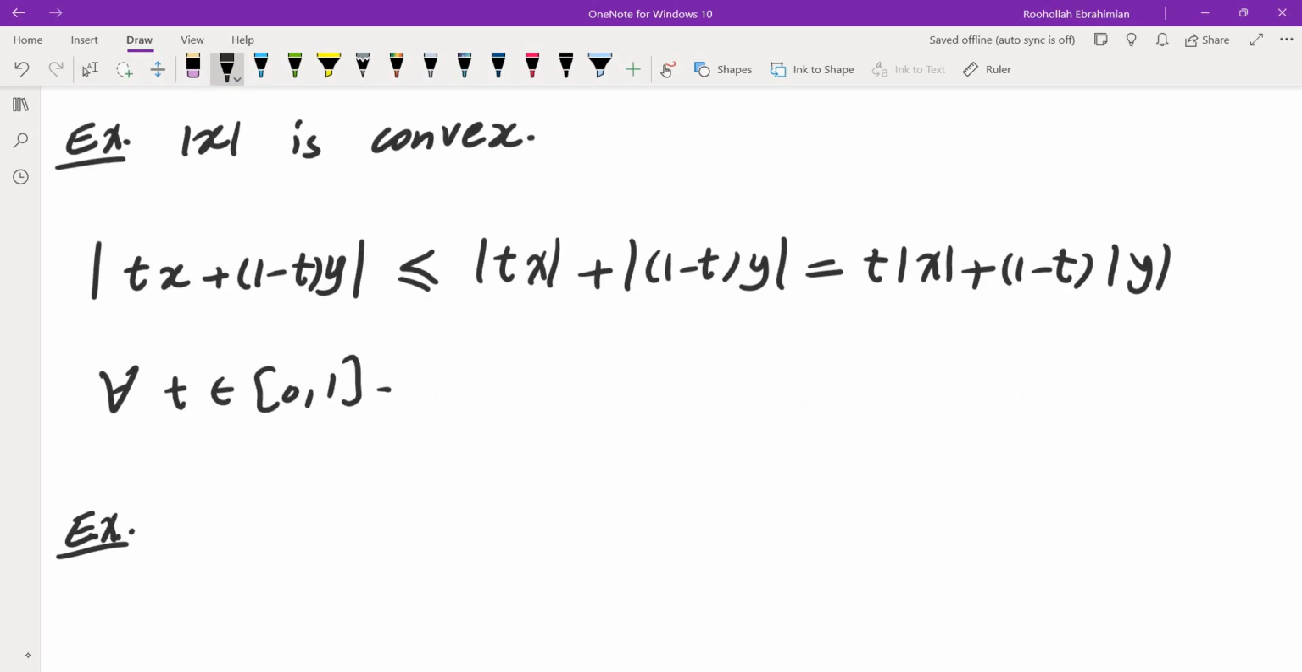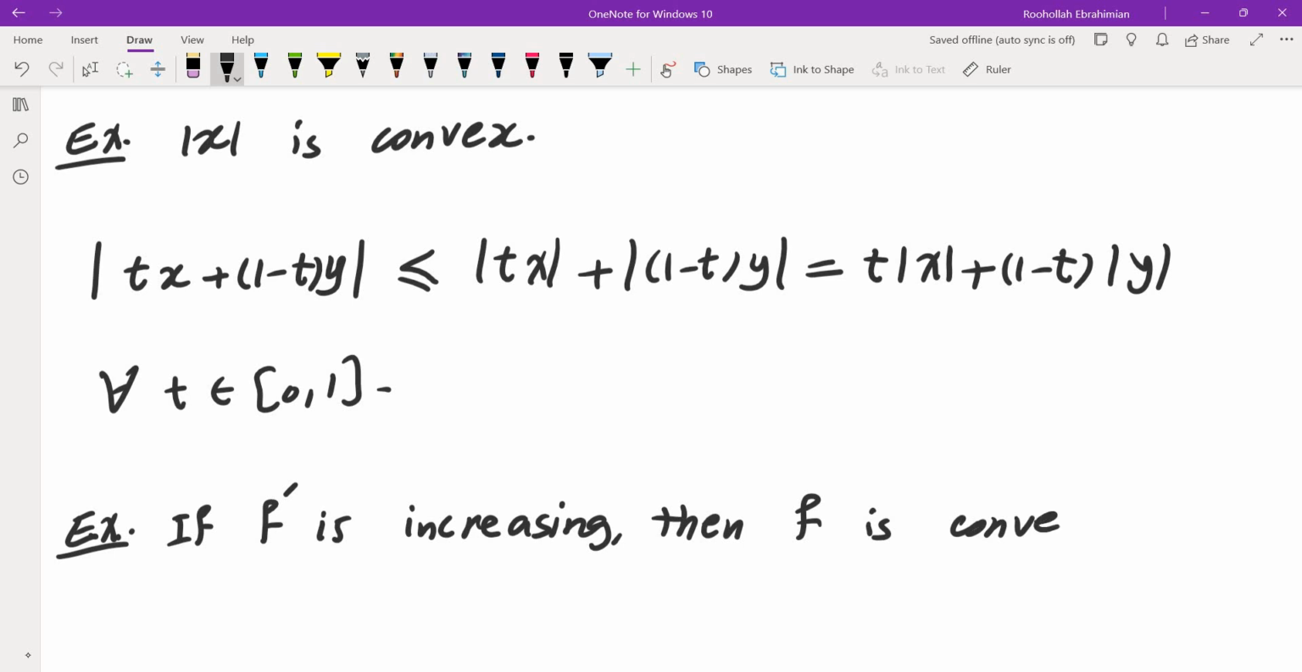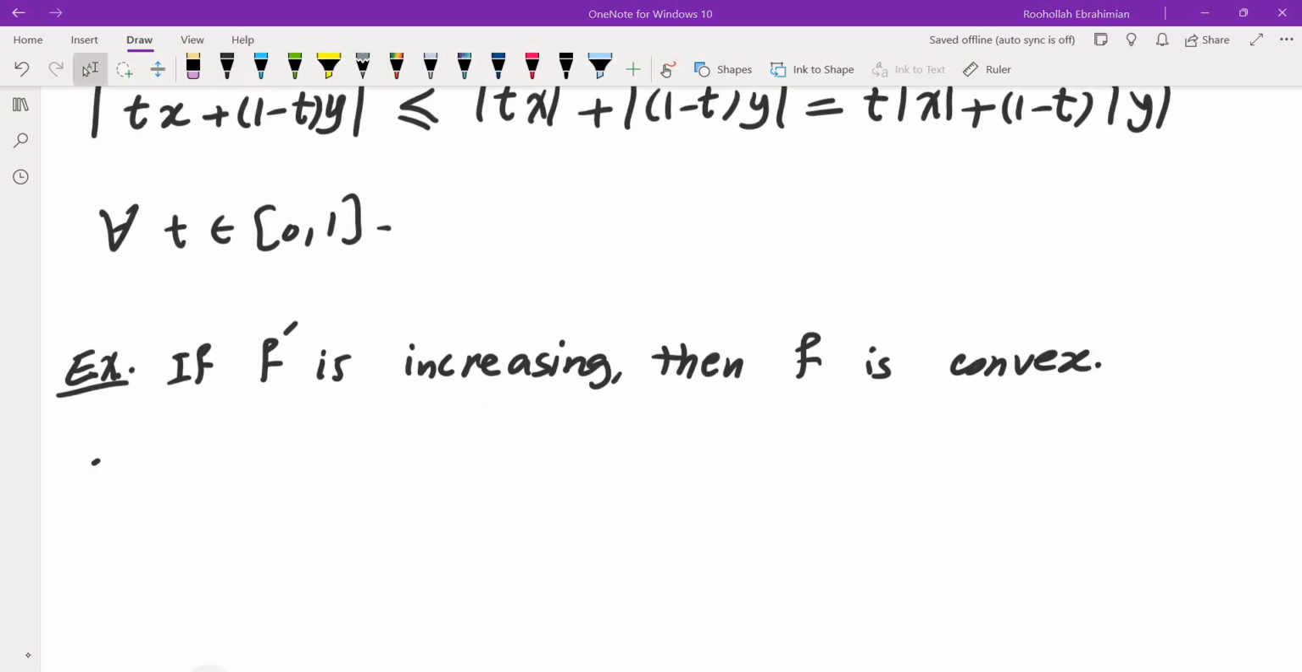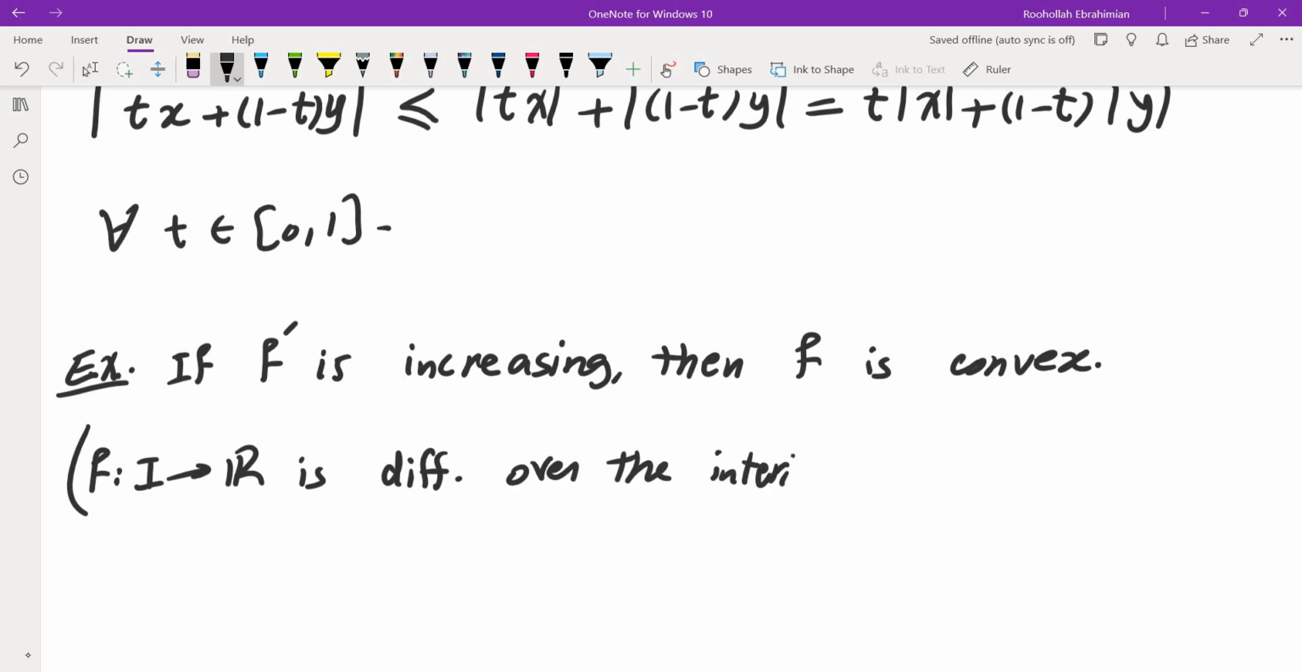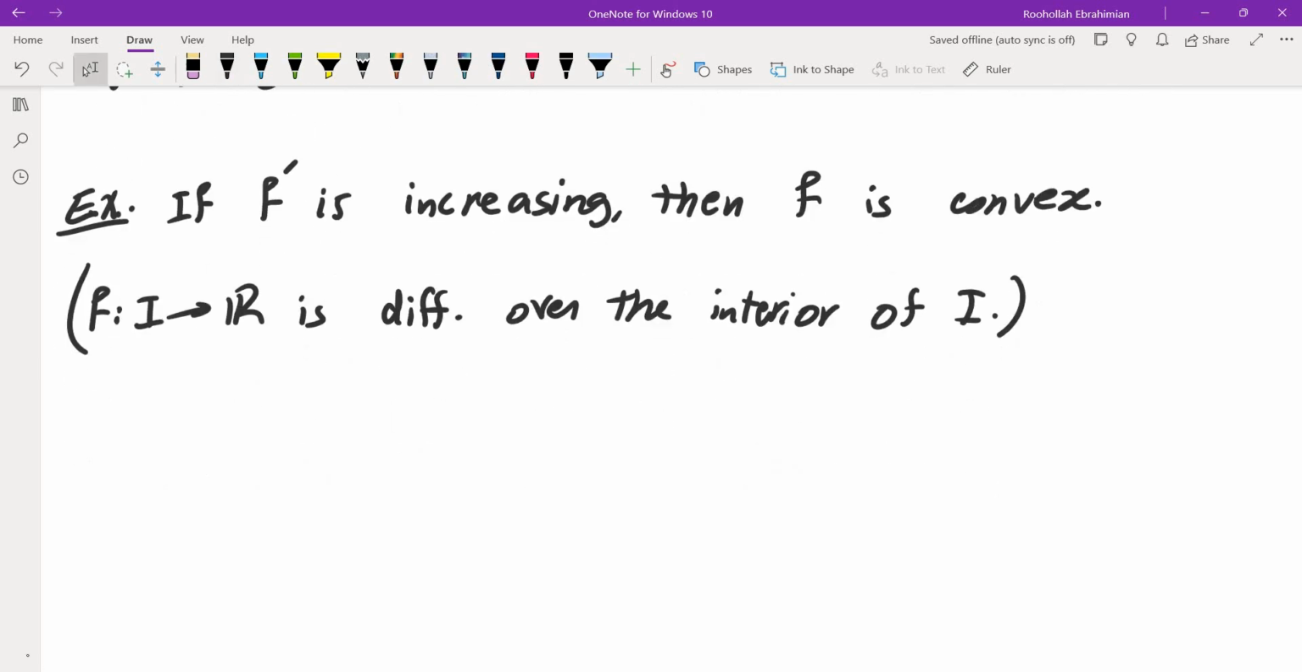Here's the second example, which is a really useful one. If f prime is increasing, then f is convex. And again, for this function f, I'm assuming that f from I to R is differentiable over the interior of I. Okay, so why would that be convex? The reason is not very difficult to see.